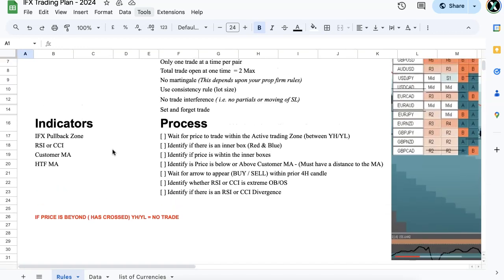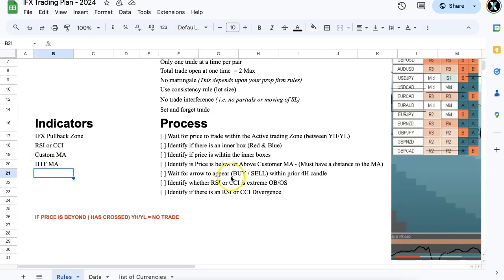Now, the process in here, we're going to be using the indicator, again, the IFX Pullback Zones. We can use the RSI or the CCI. For now, I really want you to start using only the RSI, because the CCI could be a little bit hectic. It is more volatile compared to the RSI, so stick with that one, okay? We do have the custom MA in here, and we can also use the higher time frame moving averages, okay?